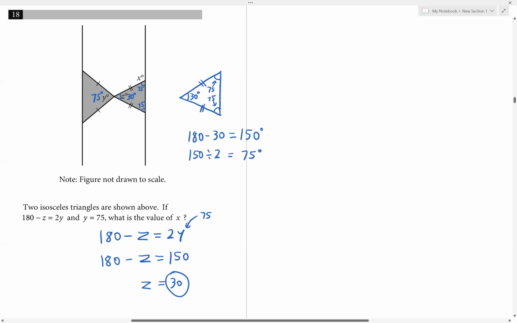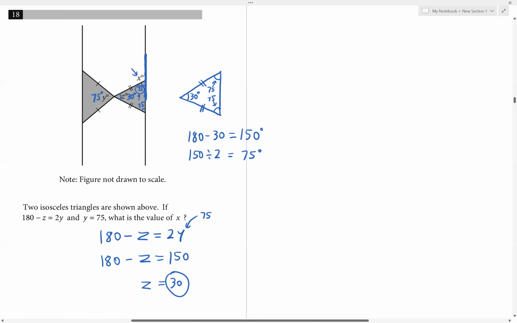And then we can solve for x, because you see what we have here is 75, and here with angle x, they actually form a straight line, right? They're on the same line. So these two angles are called linear pairs. They add up to be a straight line. Linear pairs are always equal to 180 degrees. They add to be 180 degrees.